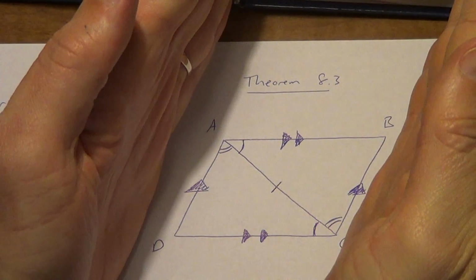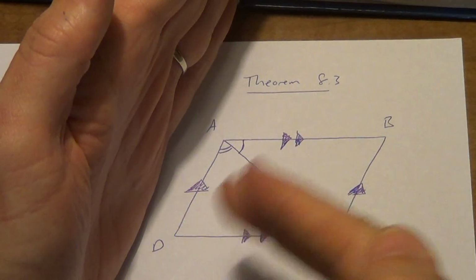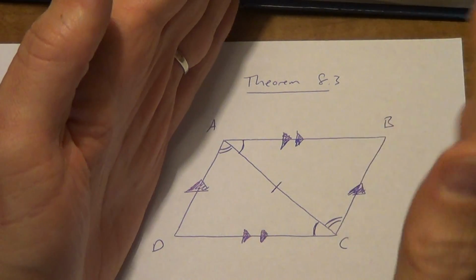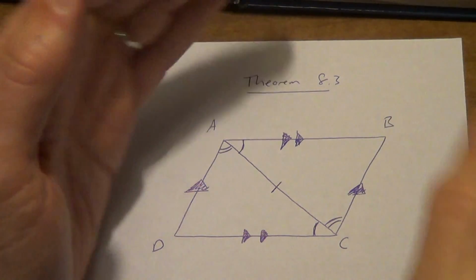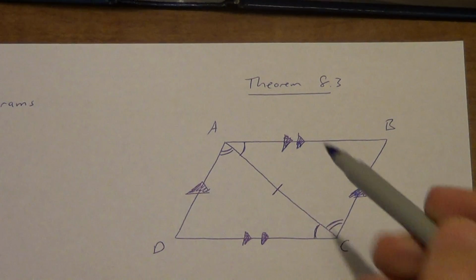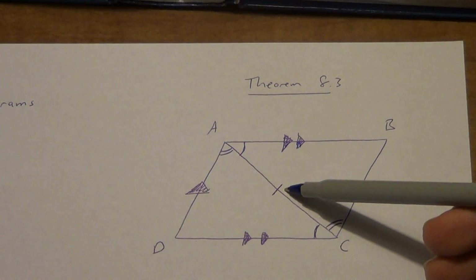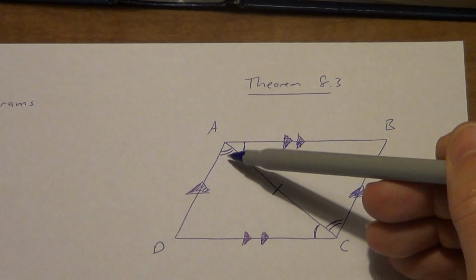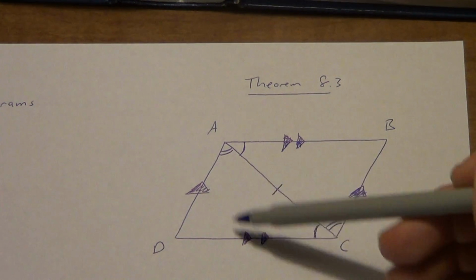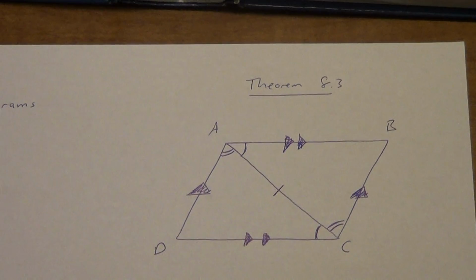They're between the parallel lines. Here's my transversal. They're on opposite sides of the transversal, so they are alternate interior angles. Okay. So what do we know about these triangles now? If we look at our order here, we have angle, side, angle, matching up with angle, side, angle. So therefore the triangles are congruent by the angle, side, angle congruence postulate.